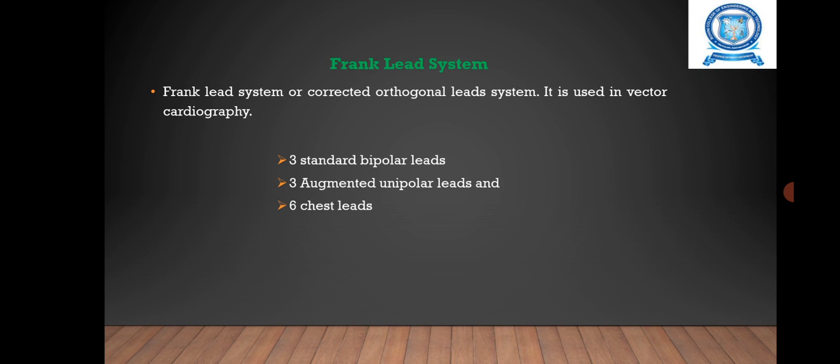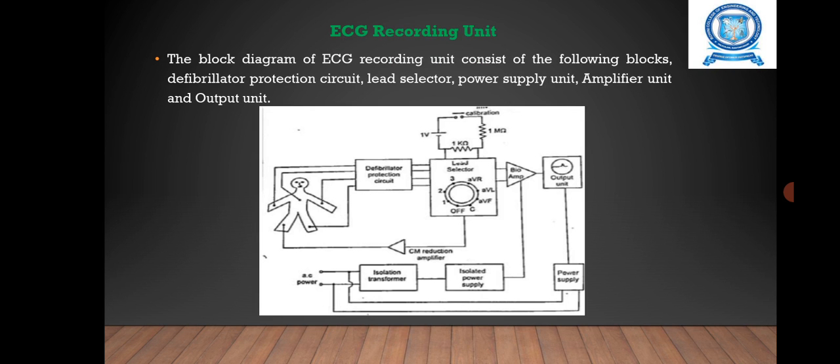Next one is the Frank lead system. This Frank lead system, otherwise called the corrected orthogonal lead system, is used in vector cardiography. Totally it contains 12 lead selections. It is separated into 3 standard bipolar leads, 3 augmented unipolar leads, and the remaining 6 are used for the chest leads. Next one is the ECG recording unit.